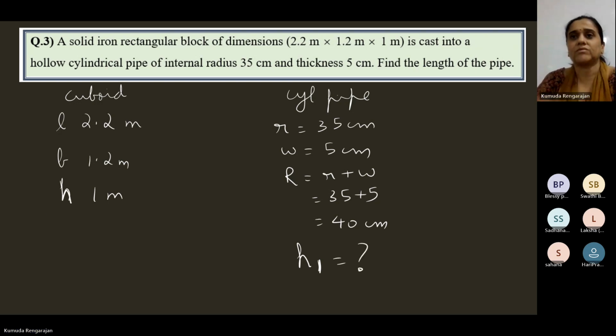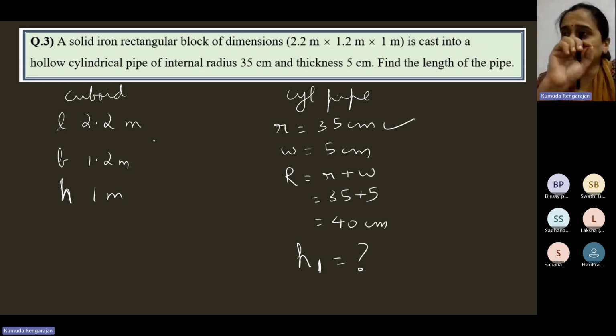We don't know. And here you can see that every value is in centimeter, but for the cuboid, it's all in meters. In one equation, on both sides, the units must be the same. You cannot have meters on one side and centimeter on the other side. So for the cylindrical pipe, we have everything in centimeter, but for the cuboid in meter. So we'll convert meter to centimeter. Always convert to the smaller unit. The smaller unit is centimeter.